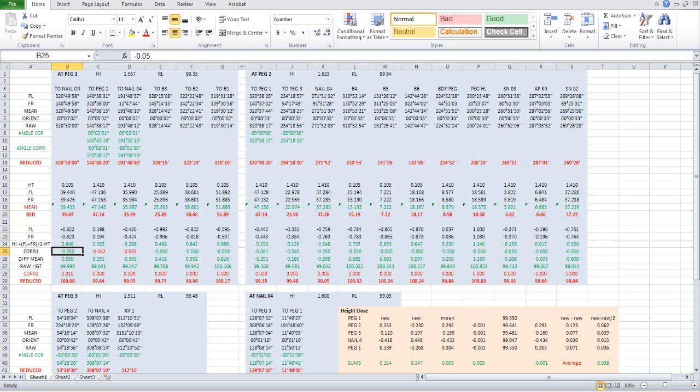So I came up with this correction of around minus 0.05 there, which I applied to there, and that is applying to the difference in height in one direction, because you can see that although the mean's okay, each of these raw values needs to have this correction of this magnitude applied to it.